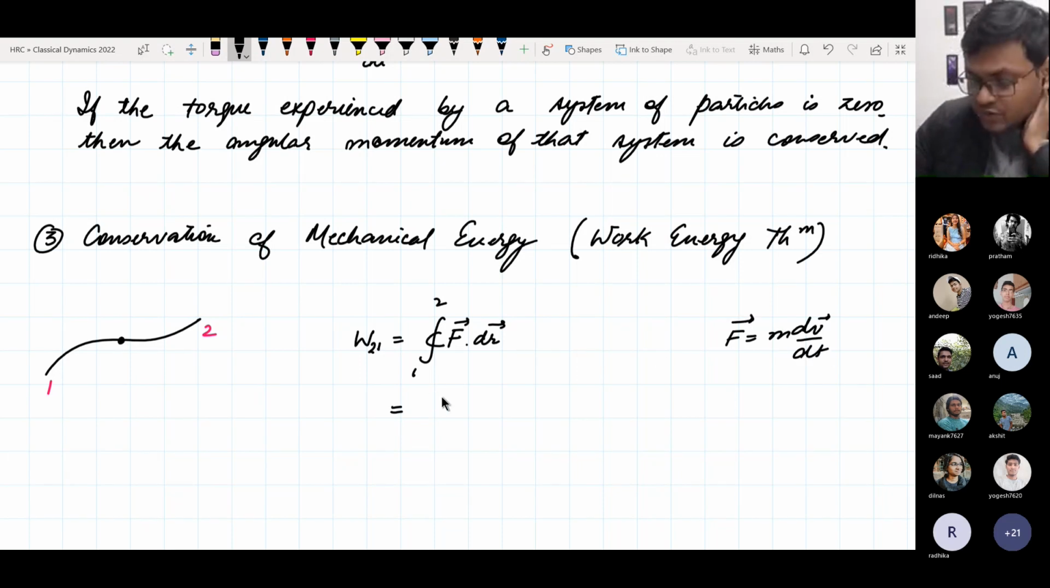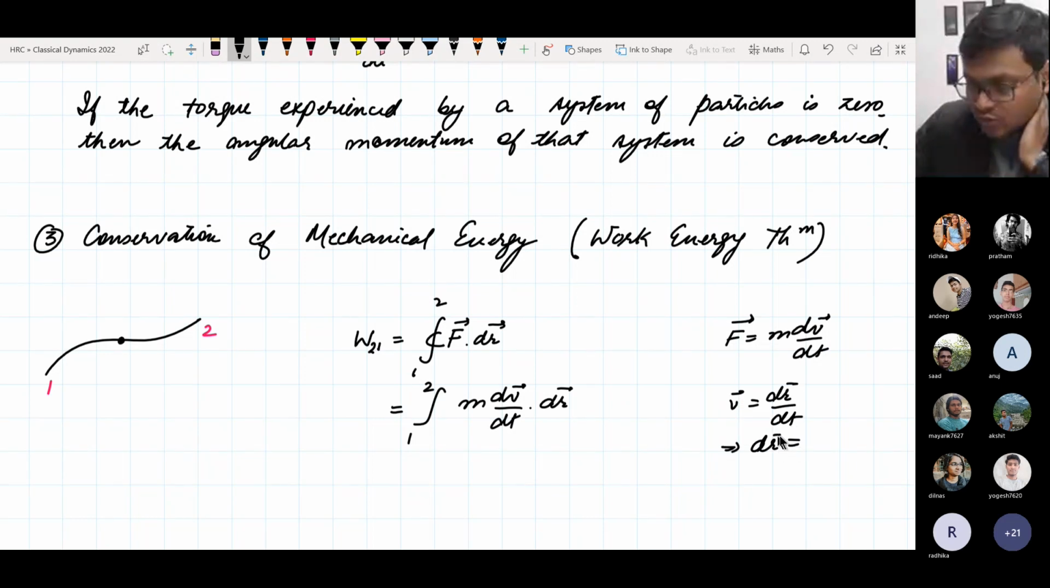Okay, so यहाँ पे अगर हम इसको लिखेंगे, it goes from 1 to 2 along a certain kind of a path. So we have m dv upon dt dot dr. What is v? V is equal to dr upon dt, or we can say that dr is equal to v dt. Okay, so this can be written as integral 1 to 2 m dv upon dt dot v.